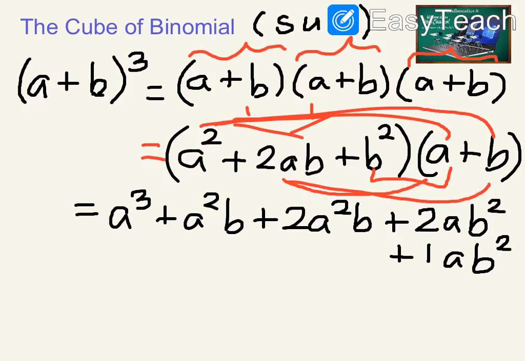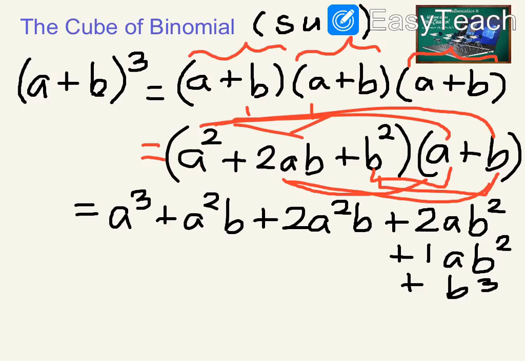Okay, next you're going to multiply b squared times b. Of course, we will have b cube. So we will have plus b cube, that is, plus b raised to the third power.